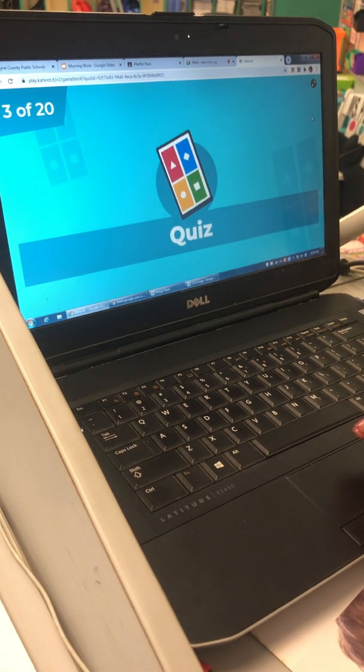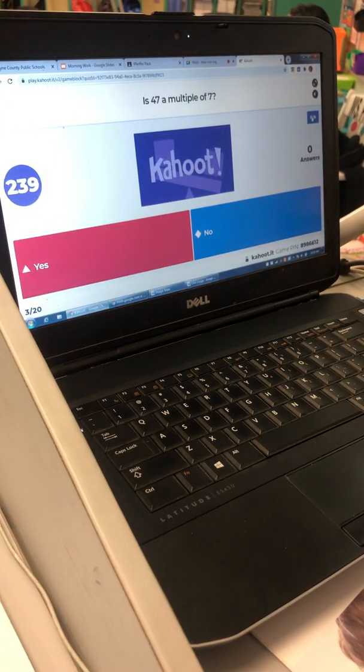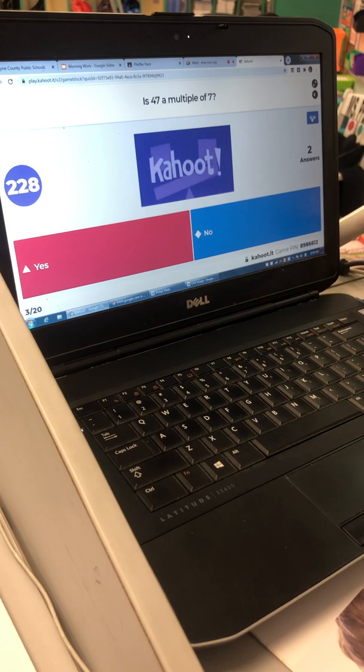That's a good guess. All right, number 3. Is 47 a multiple of 7? Is 47 a multiple of 7? Yes or no? Is 47 a multiple of 7? Yes or no?